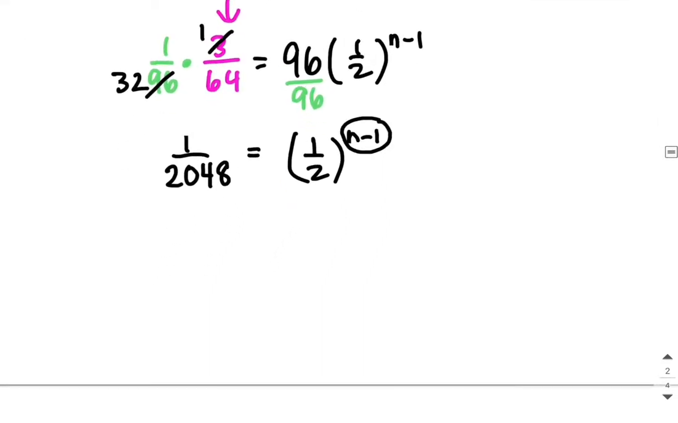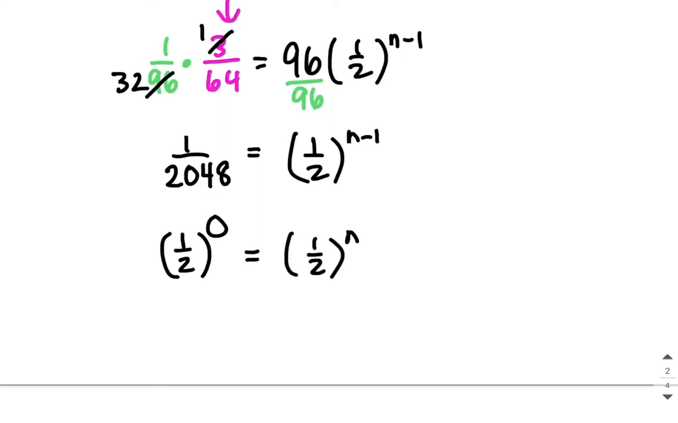I don't know how to get this by itself, so I want to rewrite the left-hand side to look like the right-hand side. So I want 1/2 raised to some power is equal to 1/2 raised to n minus 1. And that power that I have to raise 1/2 to, I don't have to look at the 1 because 1 to any power is 1. I want to look at 2 to what power gives me 2048. That's 2 to the 11th power.